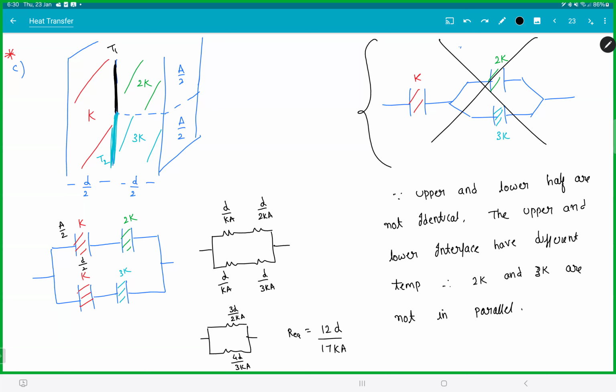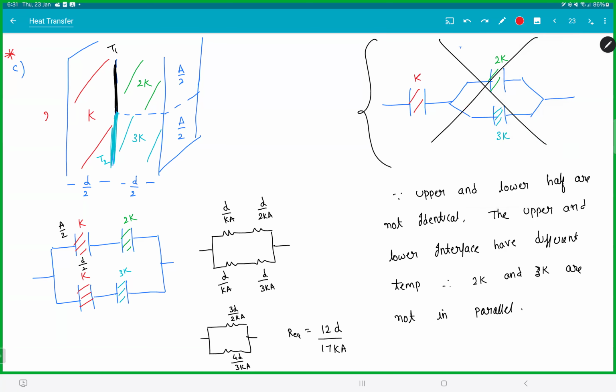Can you find T1, T2? Get them. I'll give another 2 minutes. There cannot be temperature difference across the plate as it is one plate. It's a conducting plate. The overall plate will have same temperature. Perfect conductors. They'll have same temperature. Can you find T1, T2?